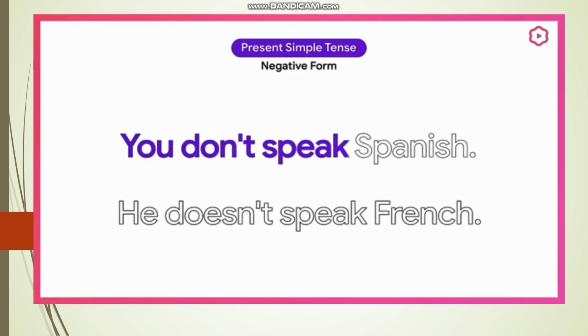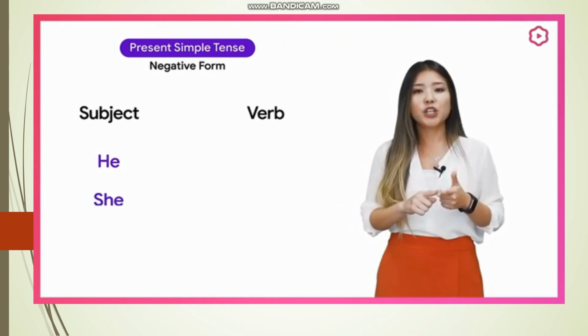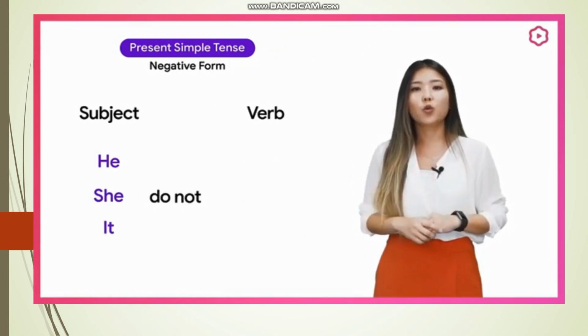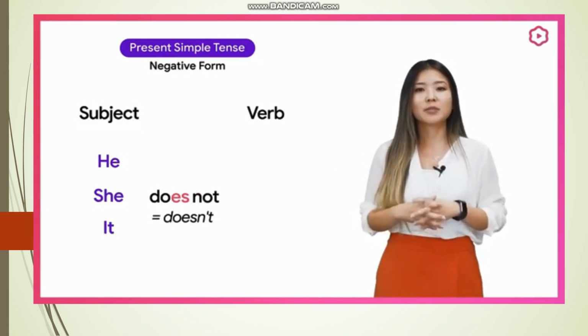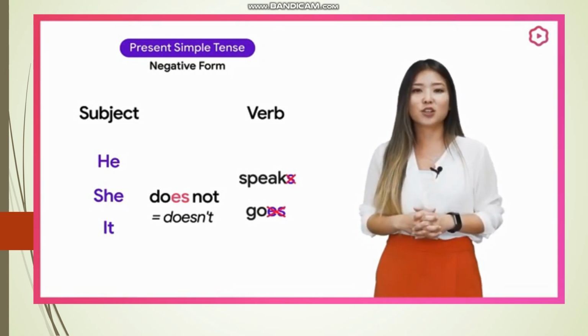Now, let's look at the negative form. You don't speak Spanish. In this case, we put don't in between you and speak. It's a contraction for do not. In the second sentence, it says he doesn't speak French. If the subject is he, she, or it, it's a little bit different. Instead of do not, we use does not. There's a contraction here, doesn't. You'll notice that for the verbs, we don't add S or ES to the end.